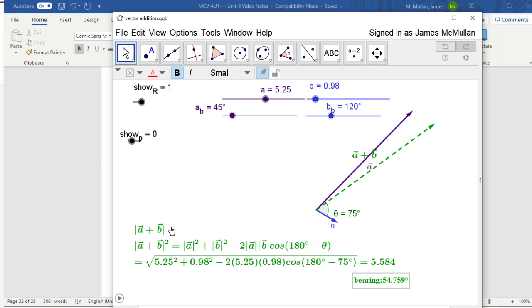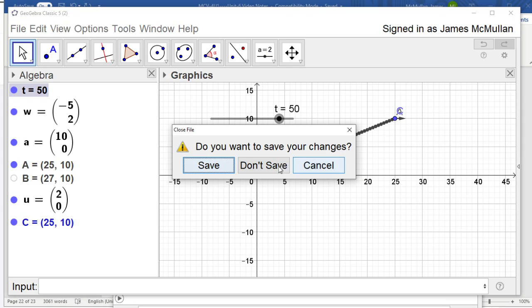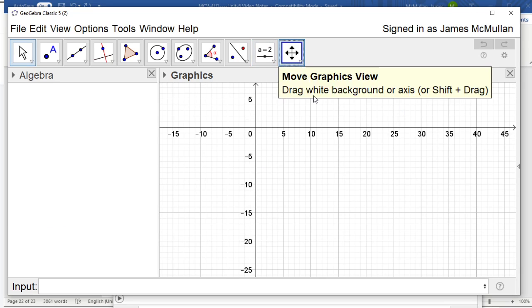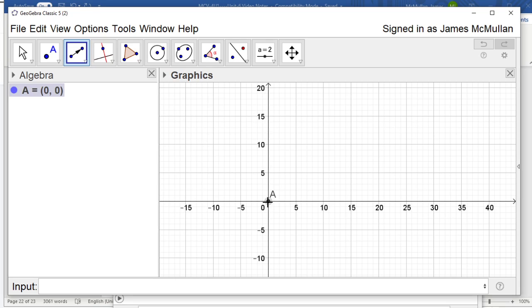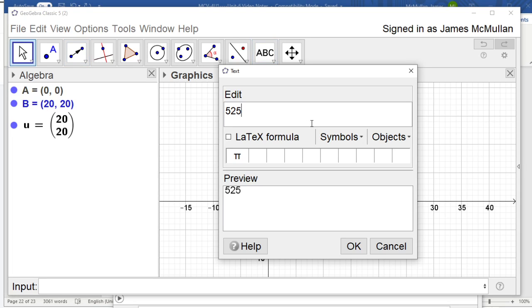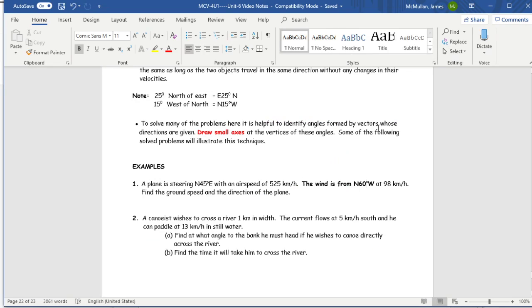Okay, so once again, let's go through this and we'll just draw it. I'm going to try and sort of freehand draw it the way that I would draw it if I was on the board. And what would it look like? So I would draw the plane traveling off at a 45-degree angle, and we'll just write down beside it 525 kilometers per hour. Okay, now the wind is from north 60 west.